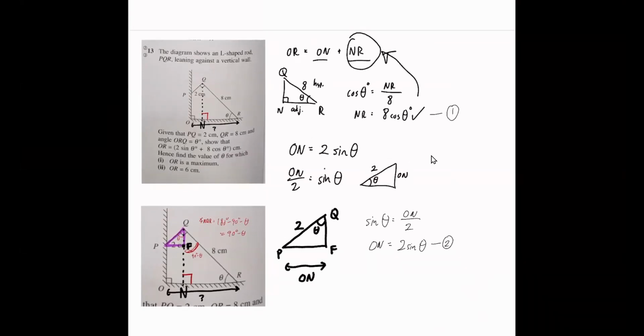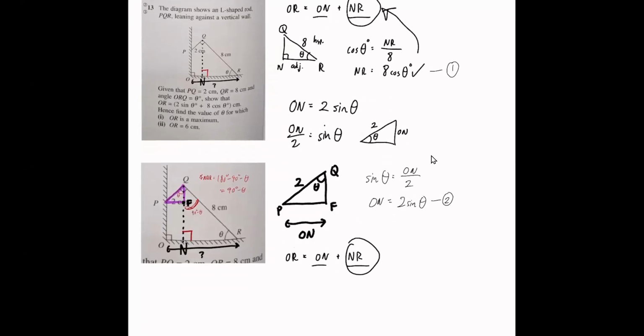Here I'll just write down OR, which is what we want, equals ON plus NR. And then we can just sub in 1 and 2. So we end up with 2 sine theta degrees, sorry, plus NR, which is 8 cos theta degrees. Then you just say sub 1 and 2. Okay?